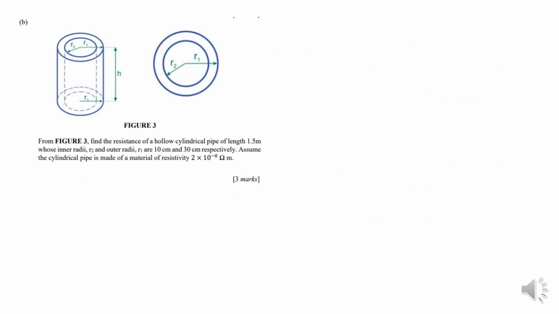Question 2B. For figure 3, find the resistance of a hollow cylindrical pipe of length 1.5 meter whose inner radii R2 and outer radii R1 are 10 cm and 30 cm respectively. So dia beri dekat situ, iaitu R2 is 10 cm, iaitu 0.01 meter.